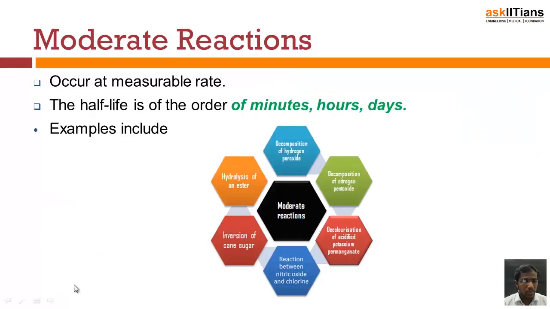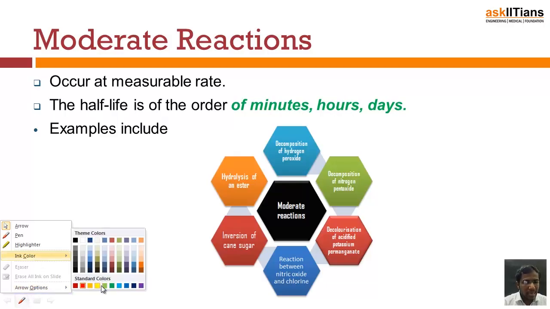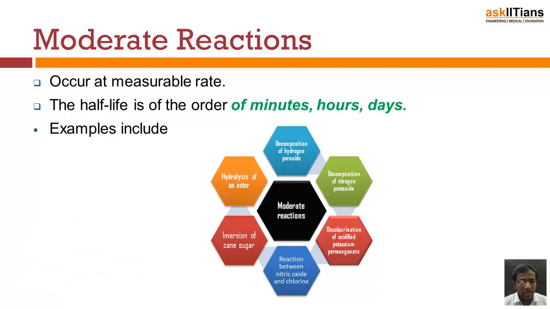The last one, the third class of reactions, is moderate reactions. Moderate reactions are the reactions which are not too fast or too slow, which will occur at a moderate rate or at a measurable rate. So these reactions will occur at a measurable rate, and the half-life is of the order of minutes, hours and days.